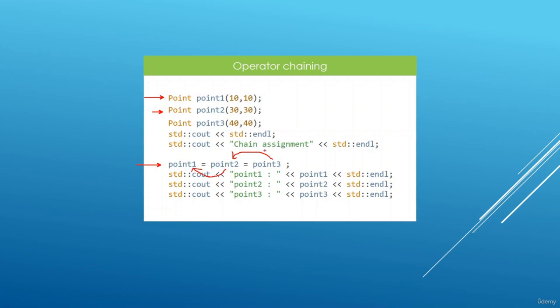The result of this is going to be that we're going to have the same data in point 1, point 2, and point 3, and the value is going to be what we had in point 3, and we're going to see the same results printed out if we print these things on the output stream in these 3 std::cout statements here. We're going to see this when we hit Visual Studio Code in a minute.